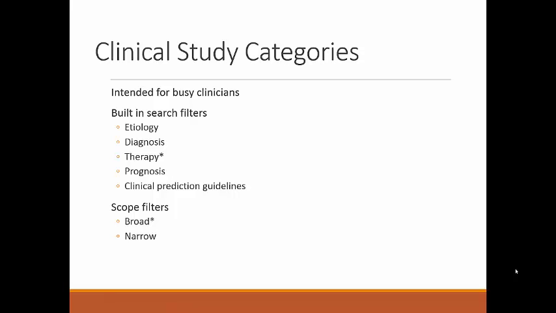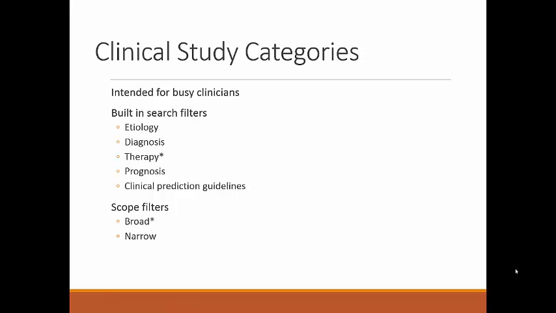Clinical study categories is a search query intended for clinicians. The built-in search filters for this category are based on research done by R. Brian Haynes at McMaster University in Canada. There are 5 filters: etiology, diagnosis, therapy, prognosis, and clinical prediction guidelines. Therapy is the default search filter.